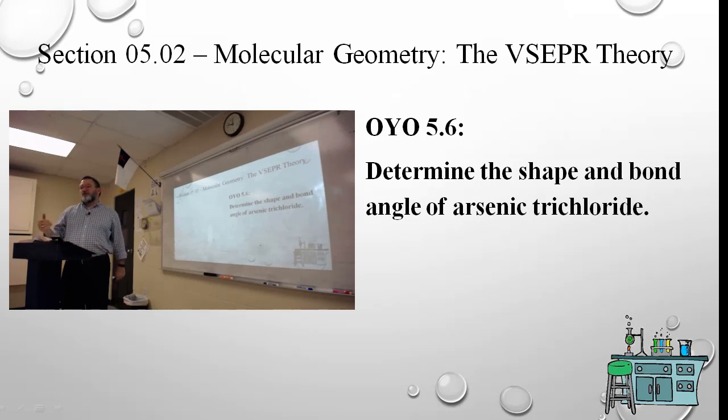If I told you you had a column 5A element, what would your first guess be that you're probably dealing with? Pyramidal, trigonal pyramidal, okay? I have 5 valence, I have 1 pair, which means I need 3 bonds. I'm probably looking at a pyramidal, okay?